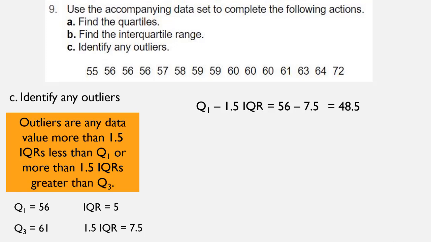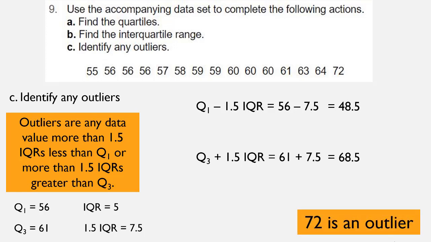On the other side of the data, we'll do Q3 plus 1.5 IQRs. Q3 is 61, so that's 61 plus 7.5, which is 68.5. So on the high end of the data, any data values that are above 68.5 would be considered to be an outlier. And we do have one of those. So in this data set, we have one outlier, and it's 72. That's your answer.